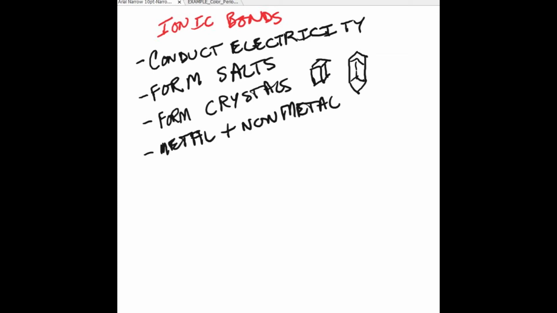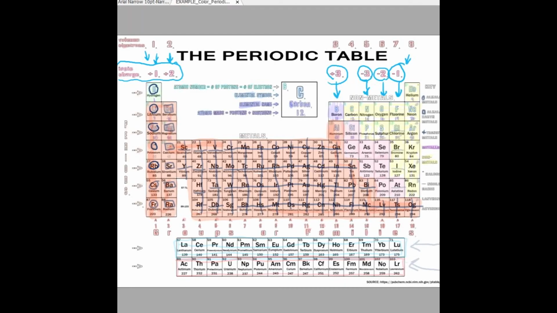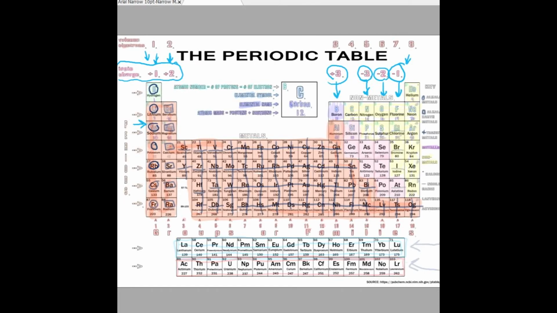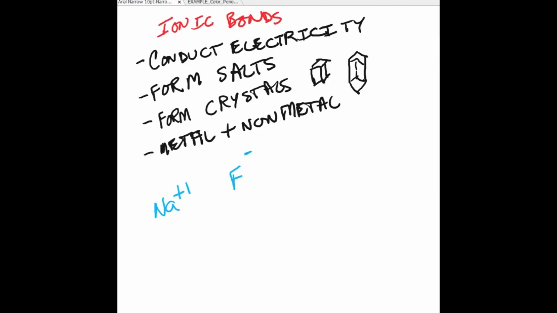So if we were to take, let's say, Na, if we go back to our periodic table, Na is in the first group right here. And so that would be a +1. And then fluorine would be a -1 here. Right here is fluorine. And going back to our other one, so that also is going to be a -1.